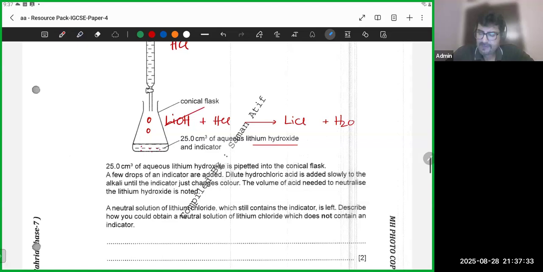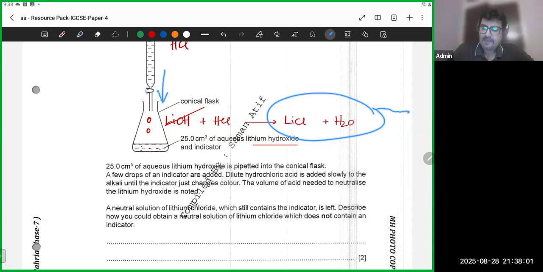So he says a few drops of indicator are added, and dilute HCl is added slowly, until the indicator just changes color. The volume of the acid needed to neutralize the lithium hydroxide is noted. A neutral solution of lithium chloride, which still contains the indicator, is left. Describe how you could obtain a neutral solution of lithium chloride which does not contain the indicator. So the problem now is you've got the neutral solution. You've added the exact right amount of HCl, so there's no excess HCl. But the trouble is that the indicator is still present.